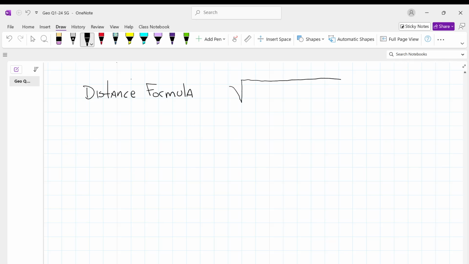Big square root symbol. And then we've got x sub 2 minus x sub 1 squared plus y sub 2 minus y sub 1 squared. So that's the difference of your x coordinates squared plus the difference of your y coordinates squared, all underneath the square root symbol.